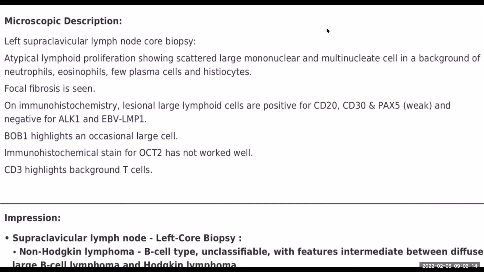The second point I wanted to make is about the terminology. It should not be called non-Hodgkin lymphoma. It should be called B-cell lymphoma with features borderline between classic Hodgkin lymphoma and non-Hodgkin lymphoma. Though it is treated like non-Hodgkin lymphoma, as per the pathology and the terminology, it is still called B-cell lymphoma with features intermediate between Hodgkin and non-Hodgkin. Did you get these two points? Yes, sir.